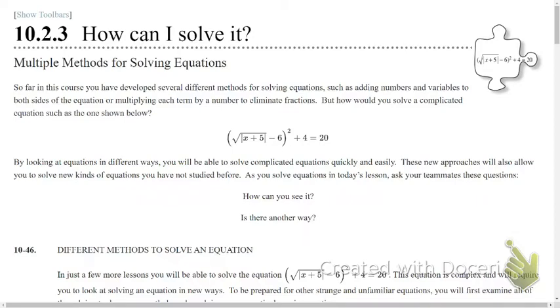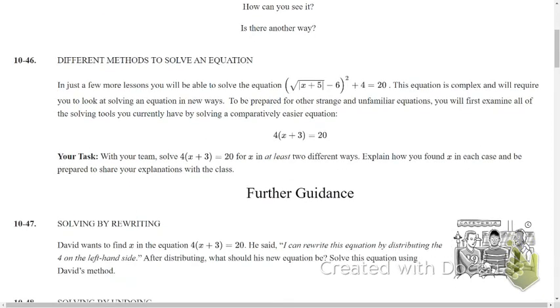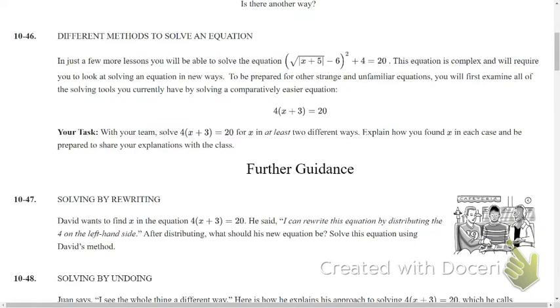As you solve equations in today's lesson, ask yourselves these questions. How can you see it? And is there another way? So we're going to start off by doing this equation on 10-46.